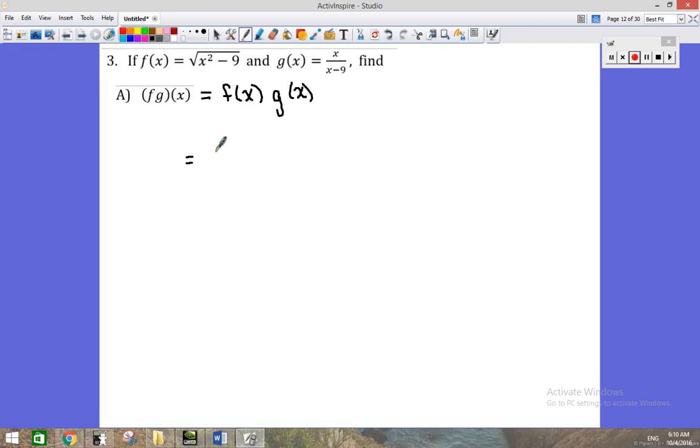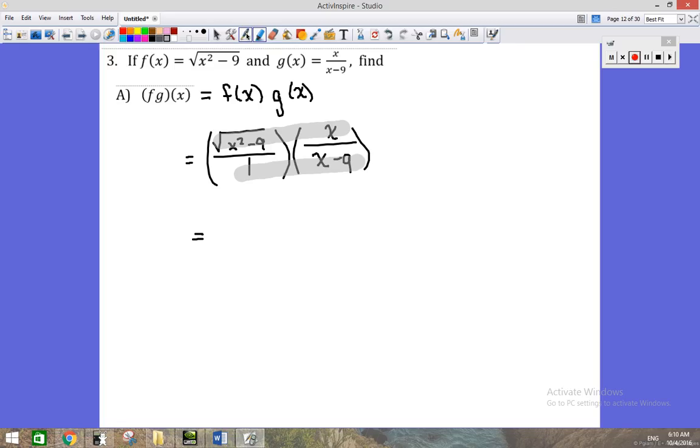If we write f as a fraction, x squared minus 9 over 1 times x over x minus 9. So when we multiply fractions together, we multiply straight across in the numerator, straight across in the denominator. I'm going to put the x in front of this radical.